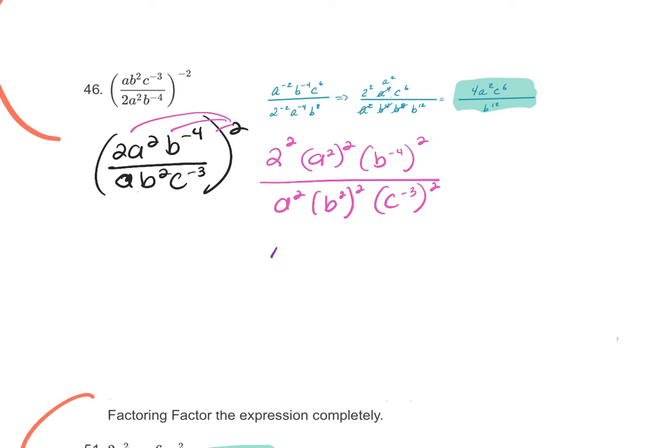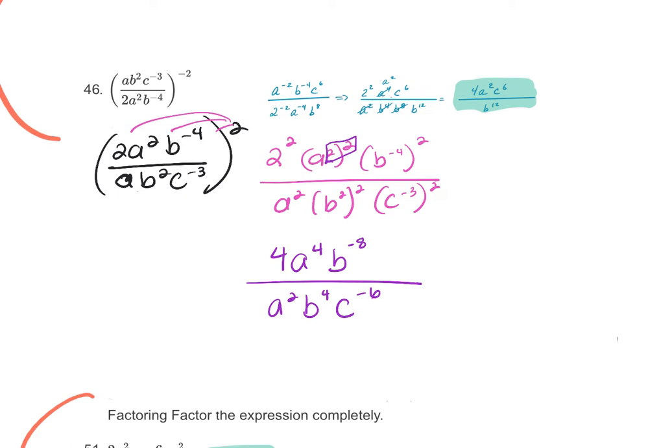So the 2 to the second becomes 4. Every exponent that's raised to an exponent, you multiply the exponents. So this becomes a to the fourth. Negative 4 raised to the second would be b to the negative eighth over a to the second, b to the second raised to the second. Again, multiply those exponents, b to the fourth. And c to the negative third raised to the second. Again, multiply, c to the negative sixth.